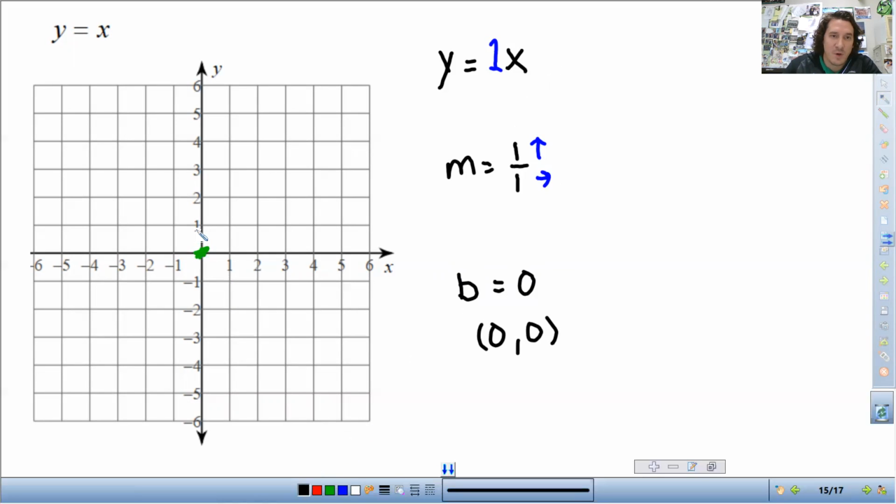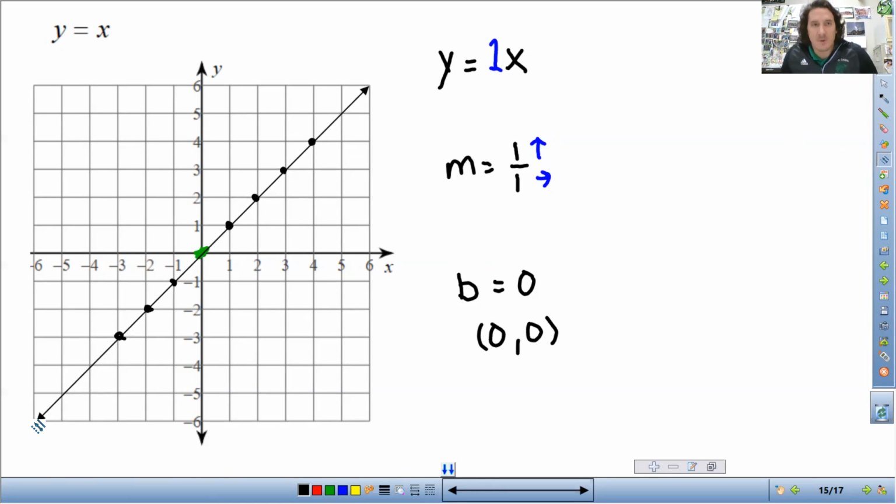So from the starting point, up 1, right 1. And this is actually one we could put a whole bunch of points, up 1, right 1, up 1, right 1, or the opposite direction. Really only need the 2 to graph your line. There we go.